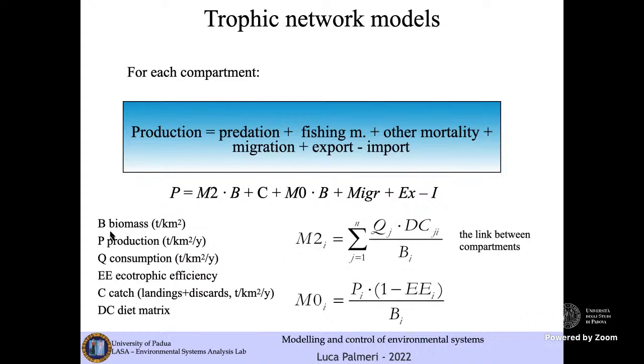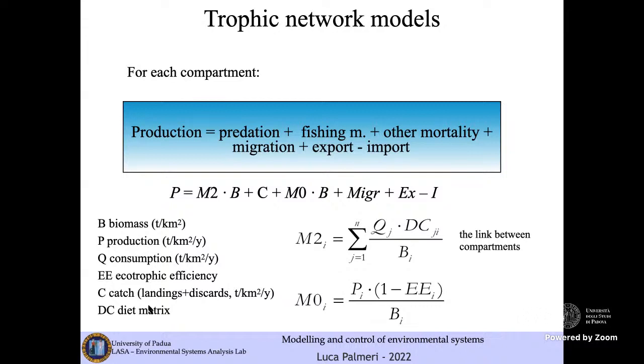So we may quantify all these quantities by introducing these terms. In particular, capital B represents the biomass of the compartment, capital P represents the productivity, capital Q represents the consumption. Then there is a term that is called ecotrophic efficiency, a kind of parameter that you may employ to balance the network, as you will see. And then C is the catch, that includes landings plus discards. And DC, as we have seen already, is the diet matrix. So it is a matrix representing who is eating whom and how much.